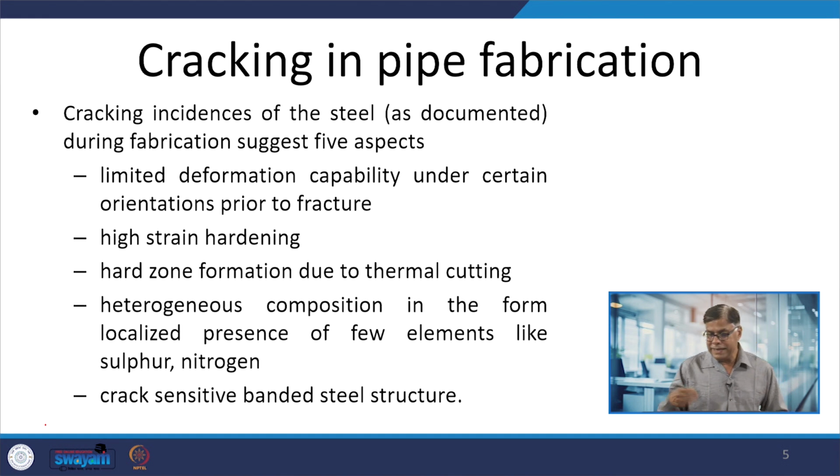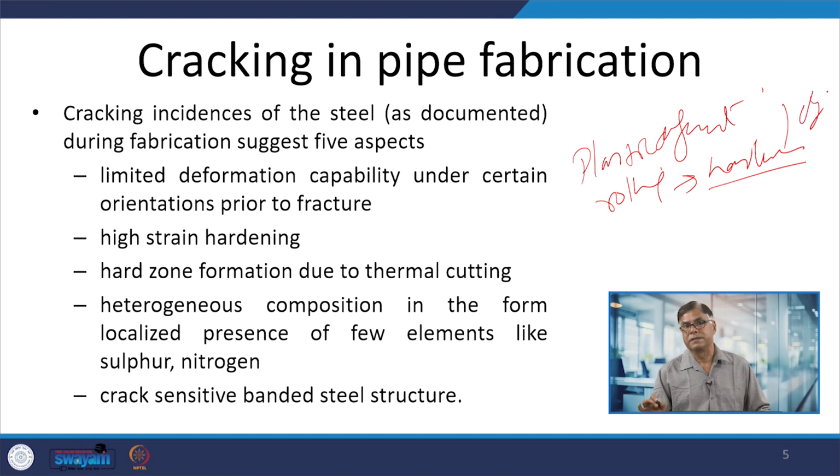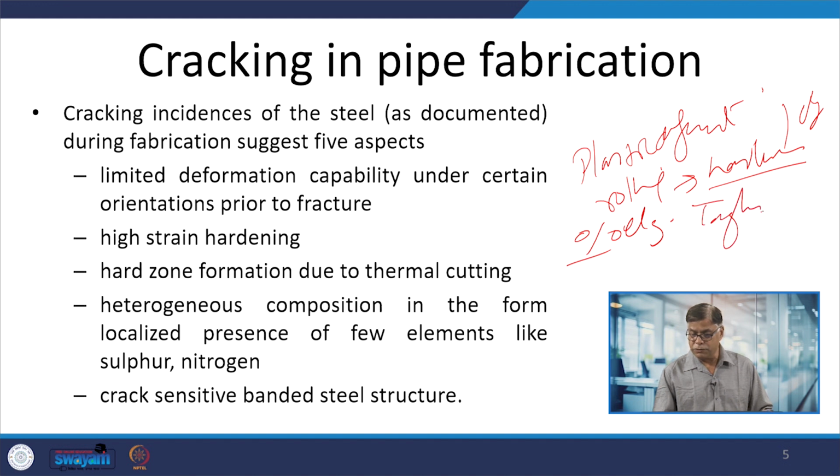So, due to the plastic deformation in the course of rolling, the metal gets hardened, and of course the yield strength is also increased, but this happens at the cost of the ductility, that is the percentage elongation, and also the toughness. So, these two properties are compromised.